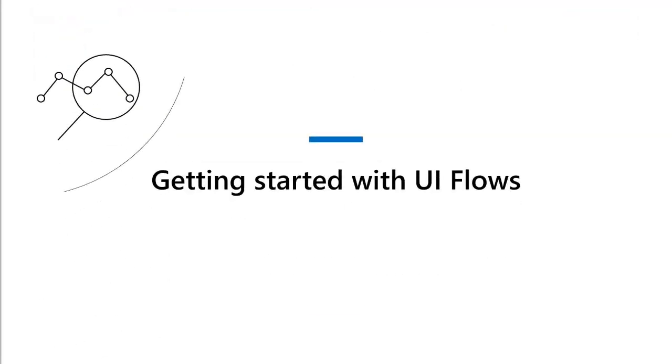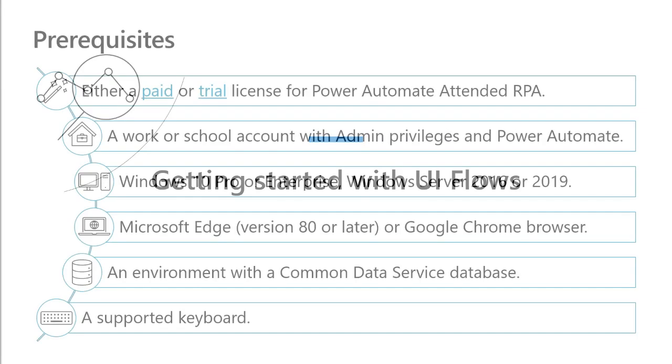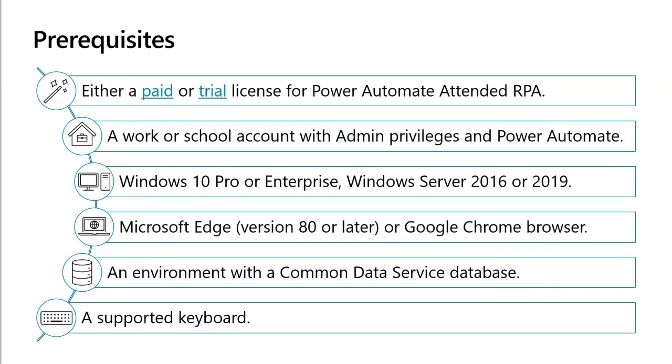So now that we've heard about how you might use UI flows, I want to switch gears and show you how to get started. So first up are the prerequisites. You'll need either a paid or a free trial license for Power Automate attended, or obviously you could use unattended if that's your intention as well. You'll also need a work or school account with admin privileges and Power Automate. So you'll need those admin privileges because you're going to be installing a number of things on your local computer in order to do the recording process.